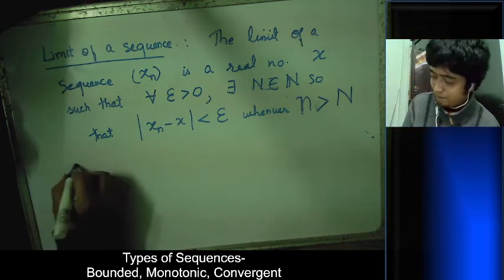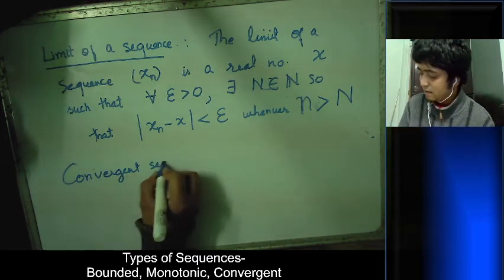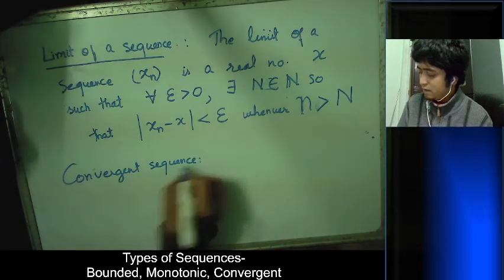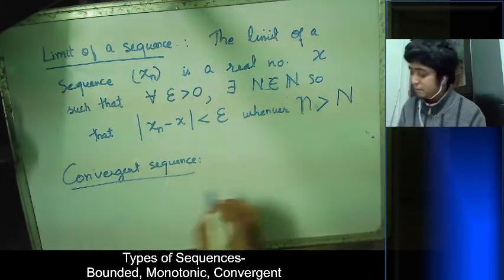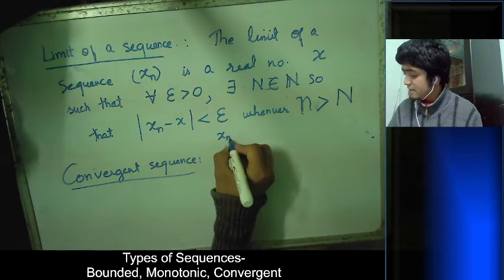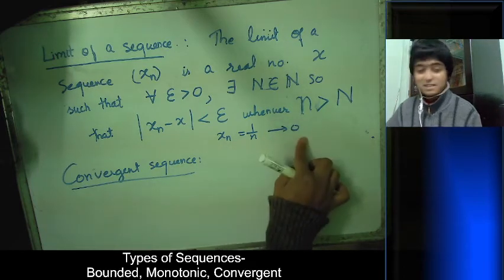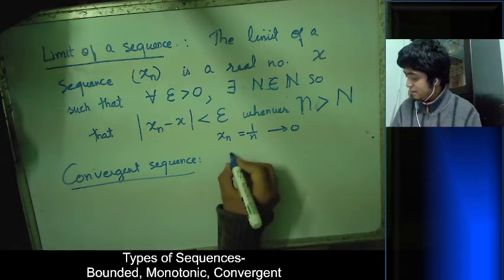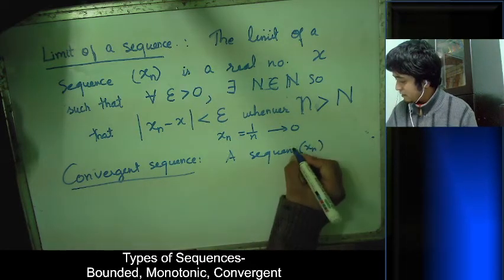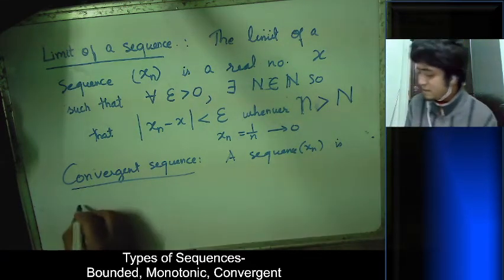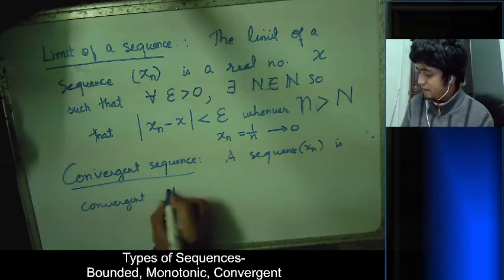So how will we define a convergent sequence then? A convergent sequence is a sequence that has a limit. For example, you can easily tell that 1 by n approaches 0, that is, it converges to 0. A sequence xn is convergent if it has a limit.